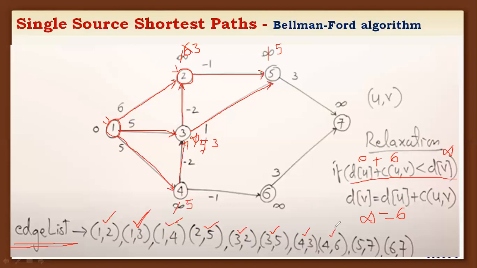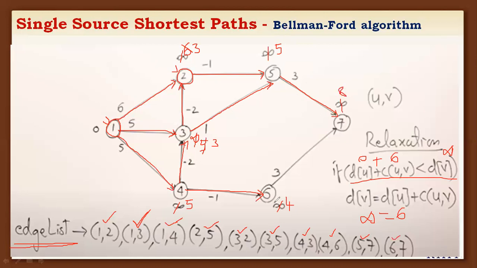Next 4 to 6. If you consider 4 to 6, find the minimum cost path. The cost is 5 minus 1, which is 4. 4 compared with infinity, 4 is smaller. So infinity is replaced by 4. Next, the 5 to 7 edge. If you compare the 5 to 7 edge, the minimum cost is 5 plus 3, which is 8. Compare 8 with infinity. 8 is smaller. So you can replace infinity with 8.